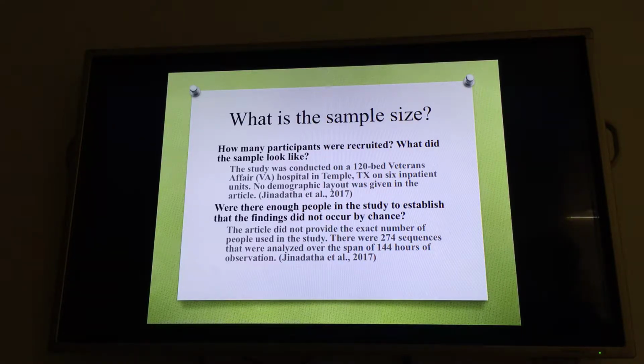Were there enough people in the study to establish that the findings did not occur by chance? The article did not provide the exact number of people used in the study. There were 274 sequences that were analyzed over the span of 144 hours of observation.